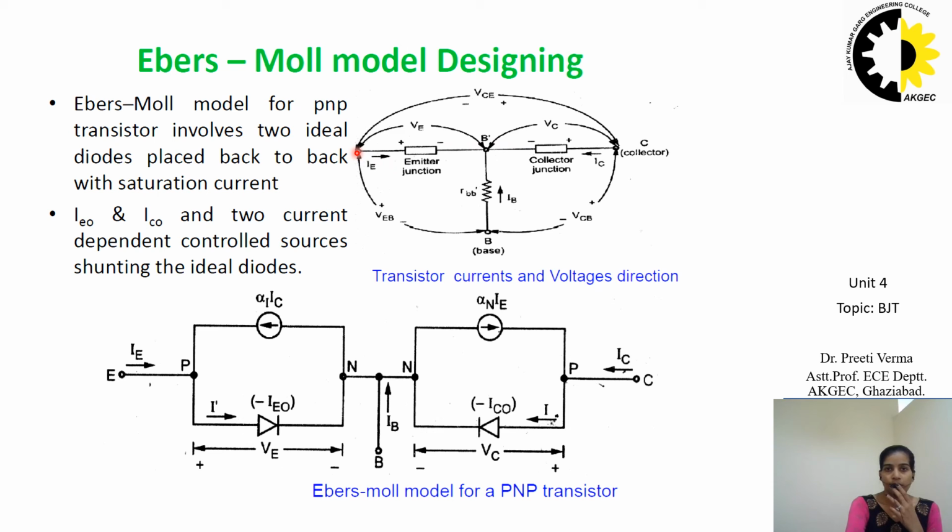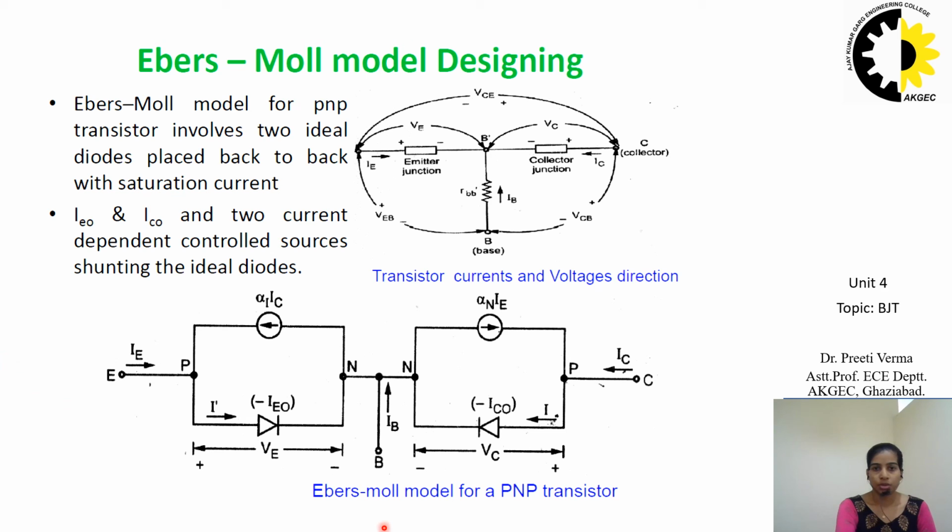The voltage between the emitter terminal and the collector terminal is represented as voltage VCE. A resistance is represented here as RBB dash, through which the current IB is flowing. The voltage between collector and base is VCB, and the voltage between emitter and base is VE.